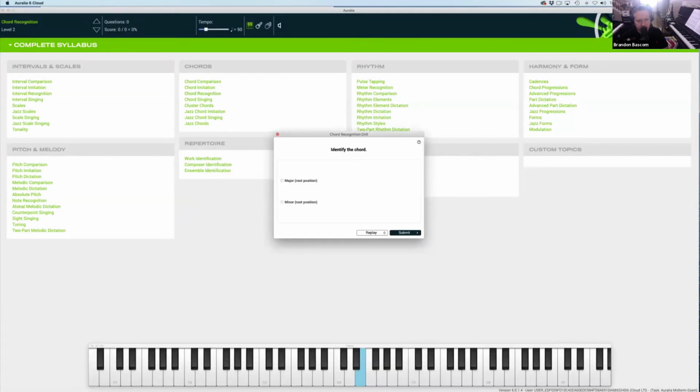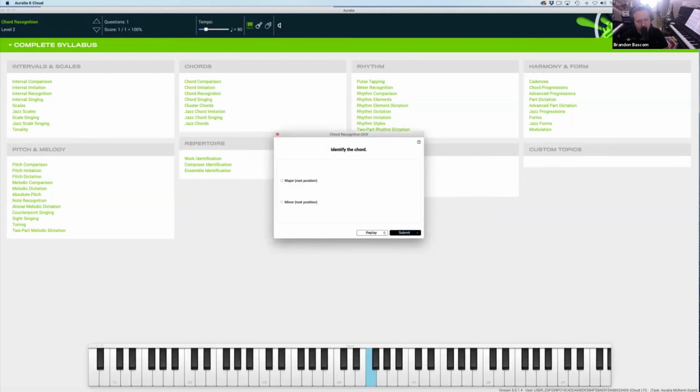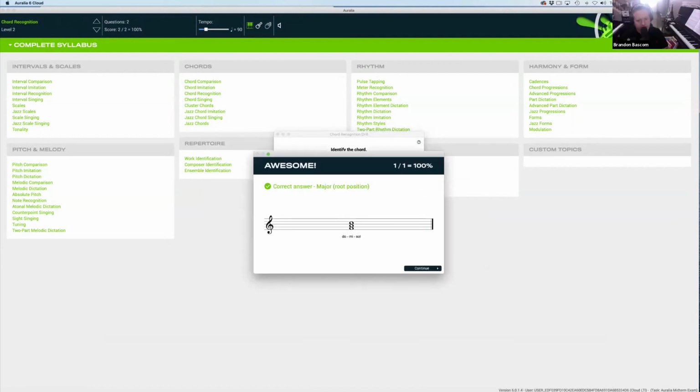They're only having you do major and minor, which is ridiculous. Major or minor? Major. So this is where you can practice this. Perfect. Chord recognition.